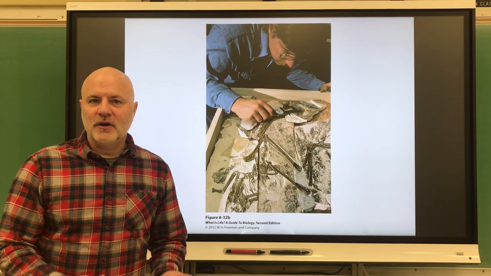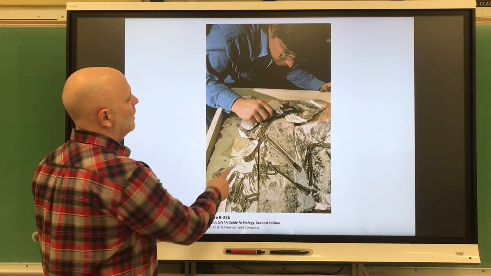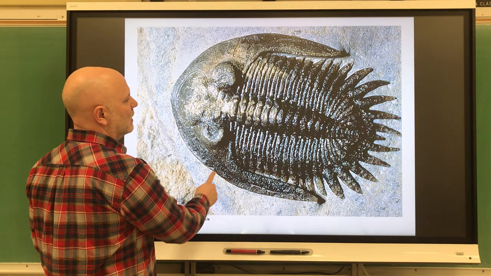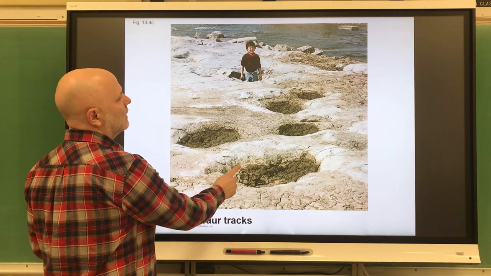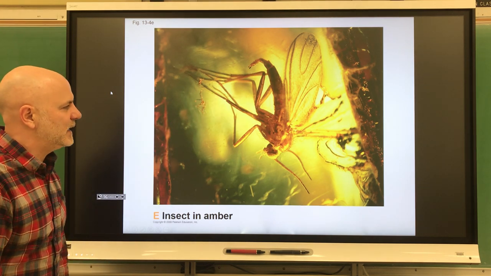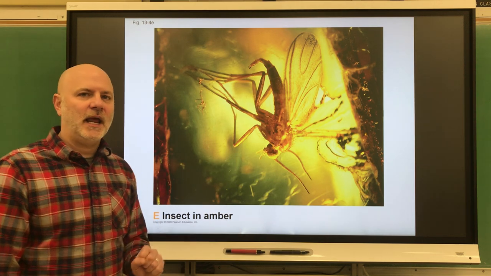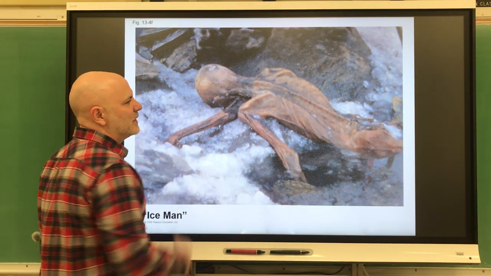The fossil record is the ordered array in which the fossils appear in layers. This is just showing various fossils here. This is a trilobite. Here's a fossilized leaf. And the insect in amber made famous by Jurassic Park. And no, you can't get DNA out of it. It's all gone. So, this is Ötzi.